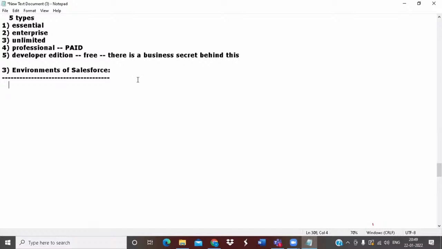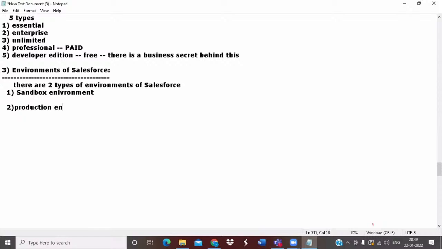So what are the environments of Salesforce? This point is very important, a very crucial point, guys. Everybody please focus. There are two types of environments of Salesforce. The first environment can be called the sandbox environment. The second one is the production environment.